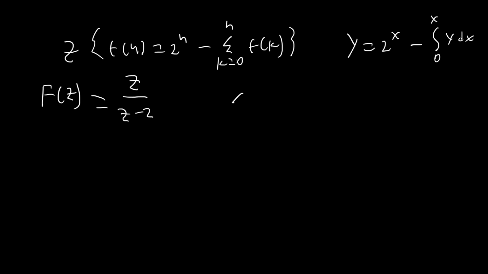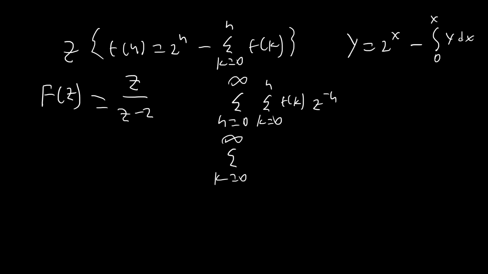So if we're summing from n equals 0 to infinity, the sum from k equals 0 to n of f of k times z to the negative n. Now, the main thing that we're going to want to do here is exchange the order of summation, of course. We don't have any integration here. So we're going to go ahead and flip these. And k is going to be summed from 0 to infinity, of course, because as you can see, as n goes to infinity, k is also going to go to infinity.